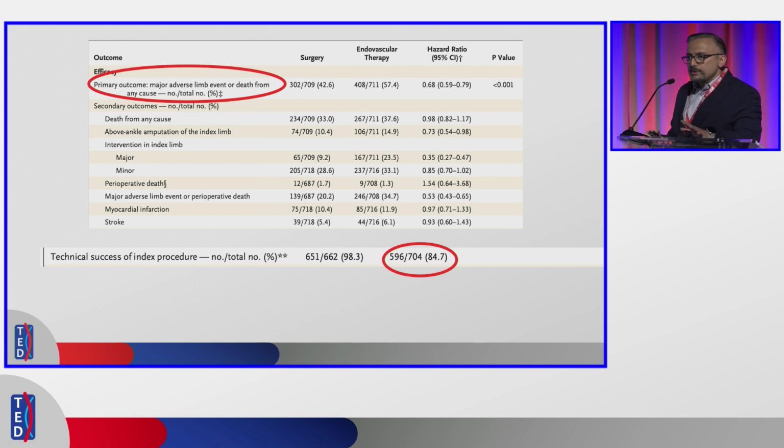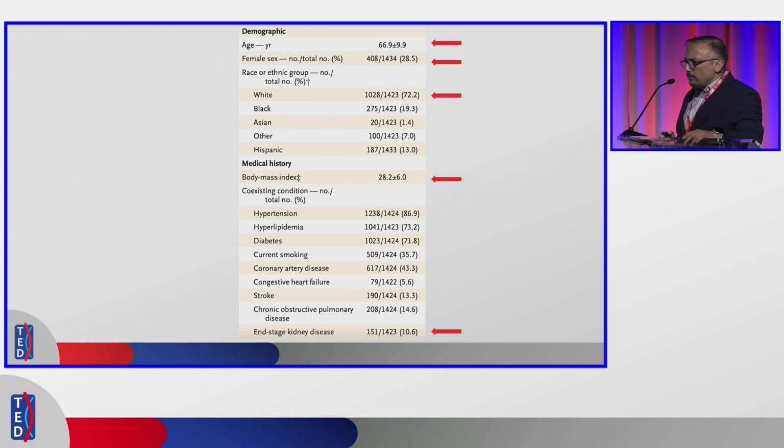So 99% of bypasses went off great. 85% of the endovascular therapies were successful, and we'll look at that too. How was that assessed? So 15% of the time, it was deemed a failure. So those two things kind of made me think, really? Let's look at the data even more.